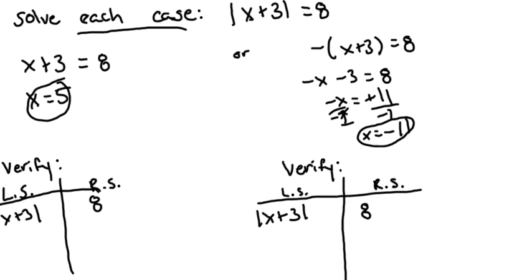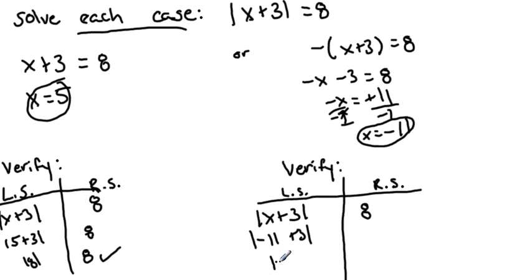Last step is we just have to check these out. So the left side of our equation is the absolute value of x + 3. The right side is 8. So we substitute in our solutions to make sure the left side equals the right side. 5 + 3 is 8. And the absolute value of 8 equals 8. So this one works. Here we'd sub in -11 + 3.